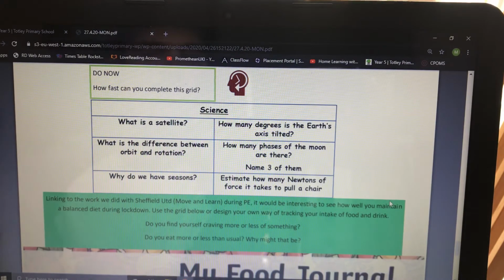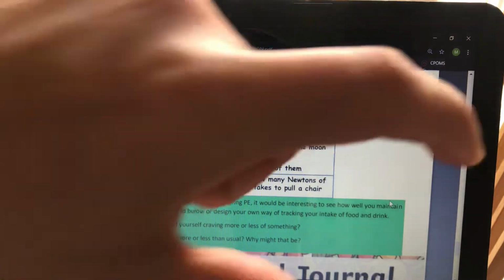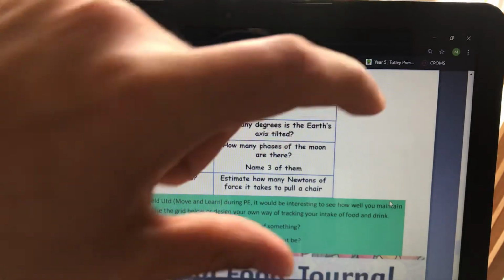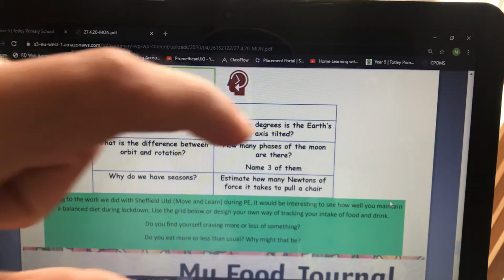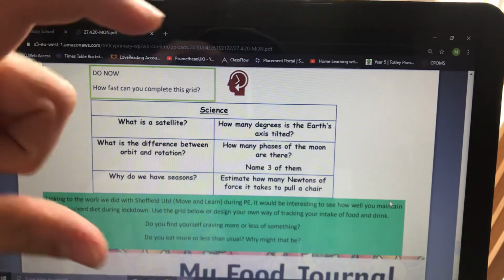What is the difference between orbit and rotation? We've had that before. Orbit means to go round. Rotation means to spin on its axis. Why do we have seasons? That's to do with the axis, isn't it? So Earth is tilted on its axis. And when it orbits the sun, different parts of the sun's rays hit the Earth at a different angle. So it's because we are tilted.